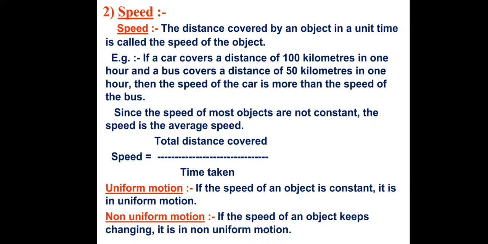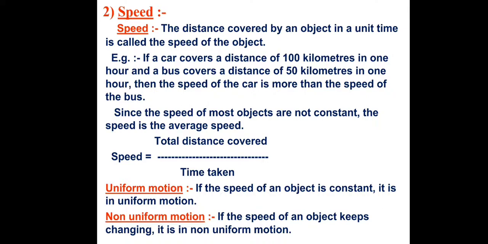So when we say that a car is moving with the speed of 50 kilometers per hour, it implies that it will cover a distance of 50 kilometers in 1 hour. But as I told you, the speed of an object is not constant. That is why we take the average. So now motion can be divided into two types or two categories on the basis of their speed.